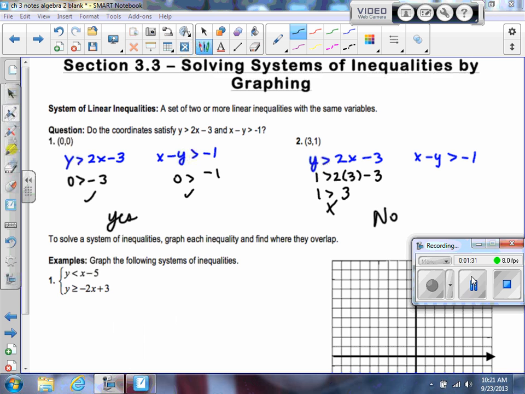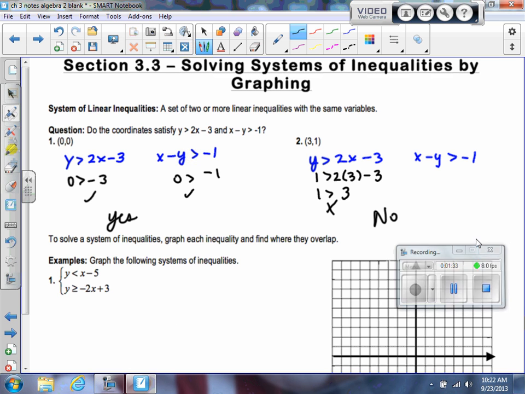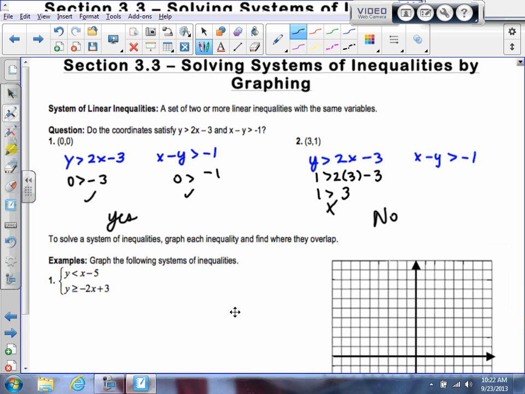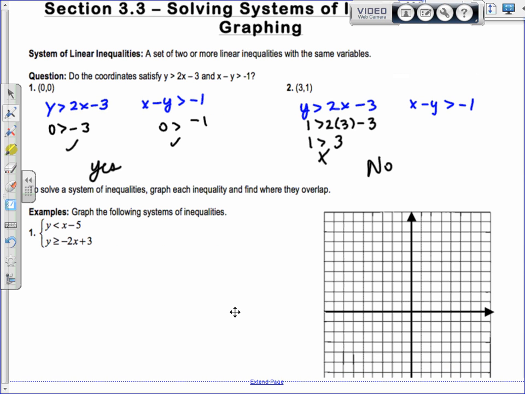No, I didn't. Okay. We have two inequalities, so we're going to graph both of them on the same grid. This is why I said colored pencils might be useful, so you can shade one in one color and the other in the other color. So it says graph the following system.